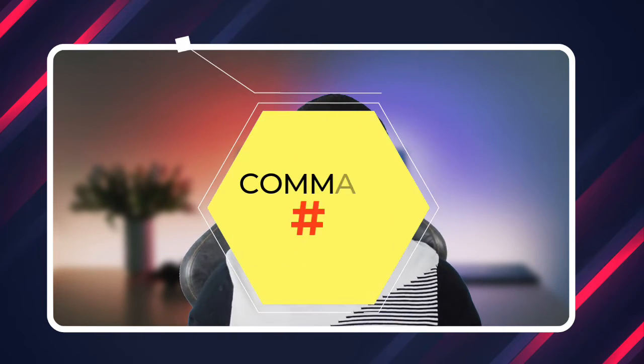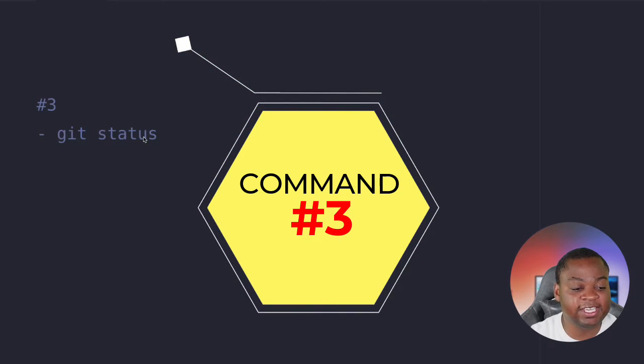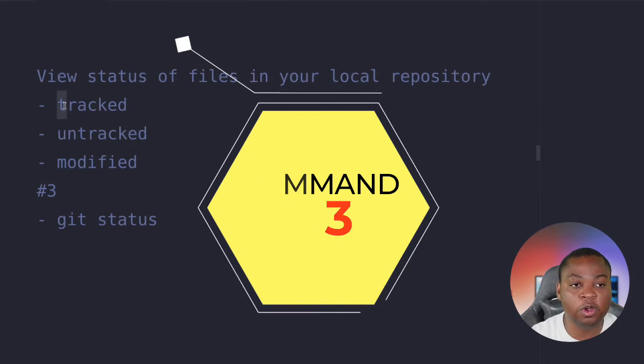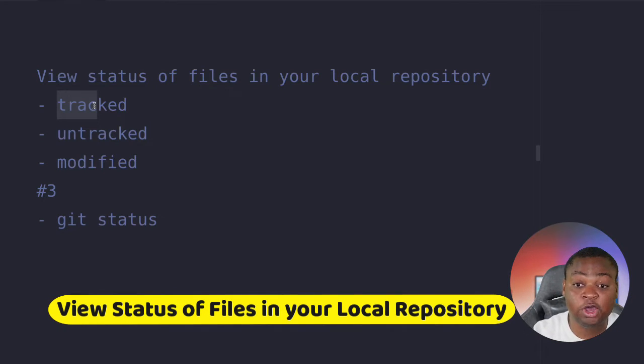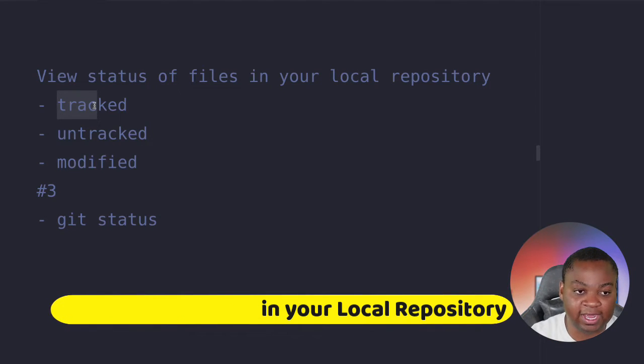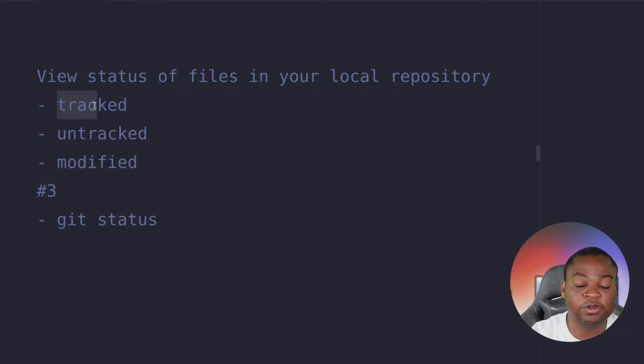Now, as you're running a lot of git commands, sometimes it might be good to know exactly where you are, or which files have been modified and which ones haven't. So for command number three, git status gives you that peace of mind by letting you view the status of the files that are being tracked or have been modified. That gives you the visibility to know, okay, this file has been modified. And again, that was command number three.